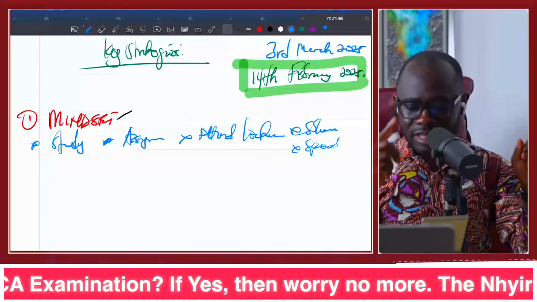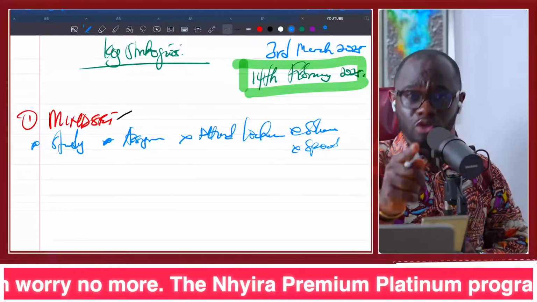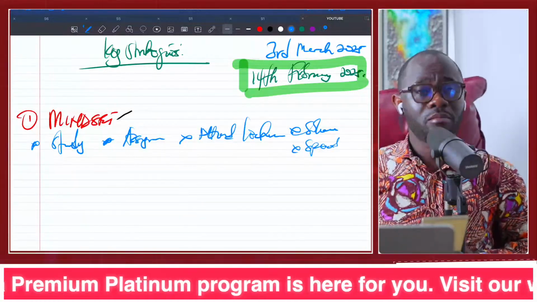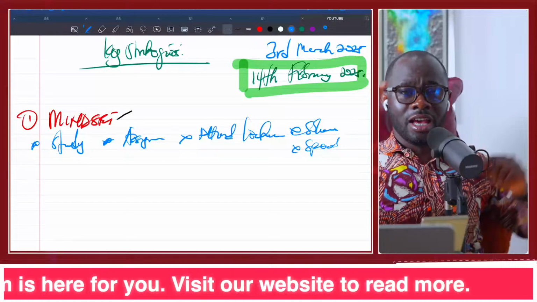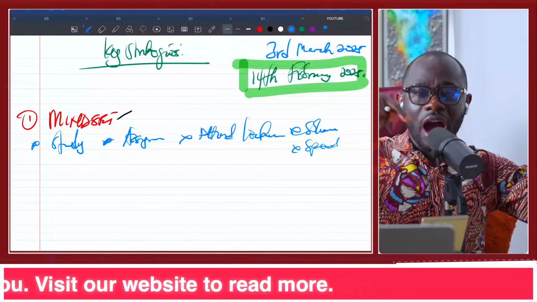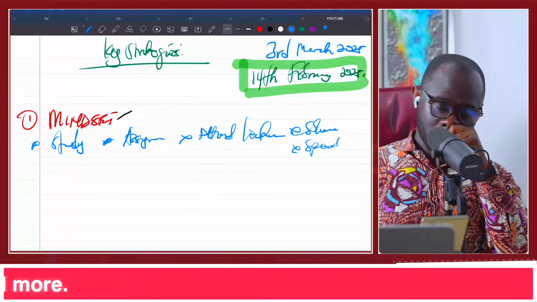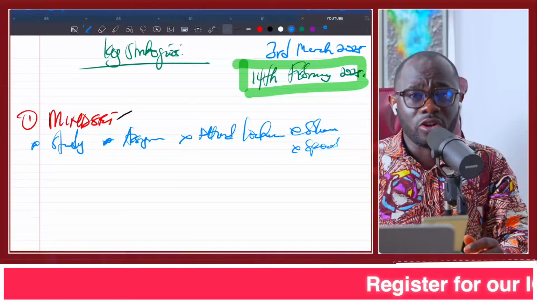And the right mindset is you're going to make time to study. The right mindset is you're going to do assignments. The right mindset is you're going to attend lectures. The right mindset is you're going to work on speed and accuracies. The right mindset is to understand that you have to work hard if you want to pass this examination. That is the right mindset. If not, you're going to fail the exam.